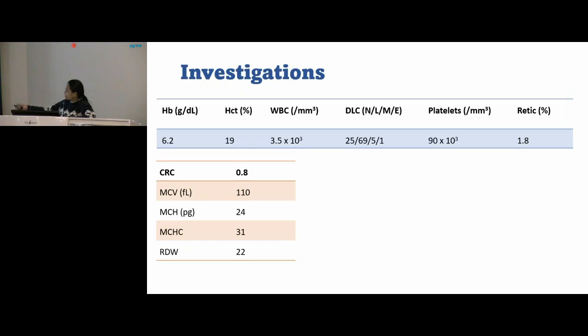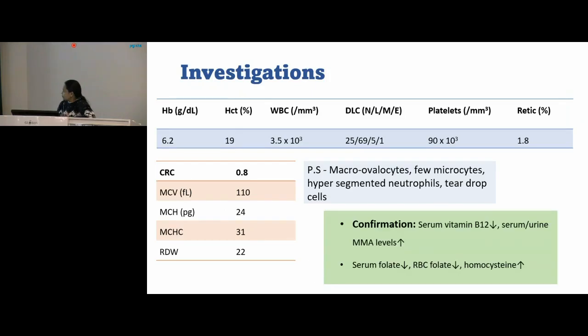I've put a corrected retic count over here for you. And anything else? So the peripheral smear, yeah, so we had some hypersegmented neutrophils and some teardrop cells. So confirmation of megaloblastic anemia.